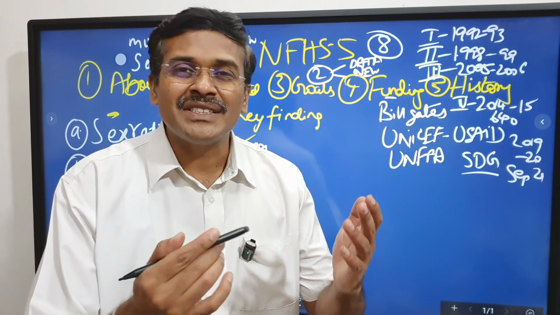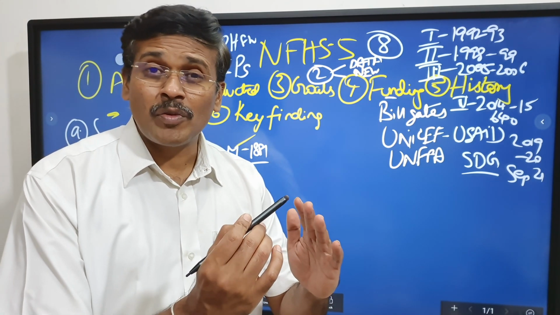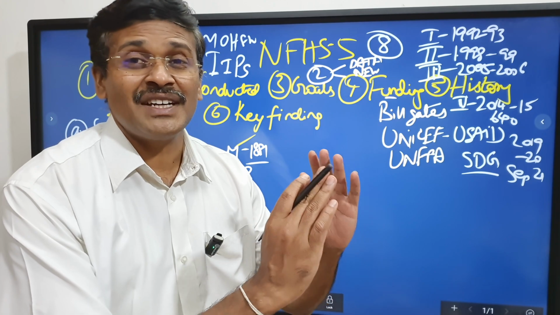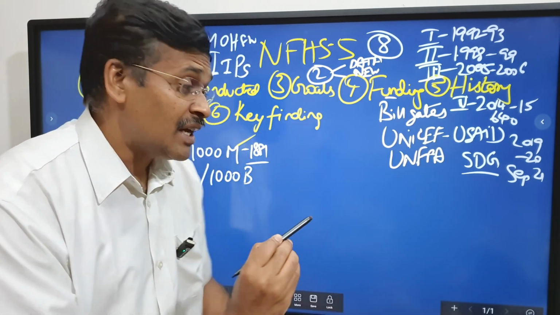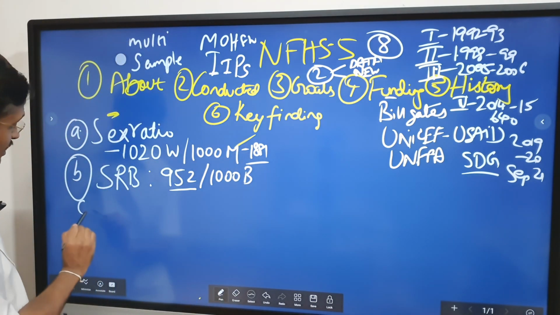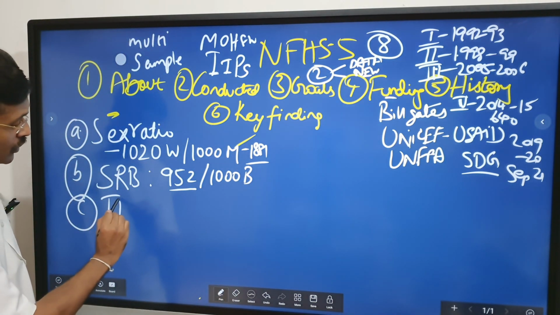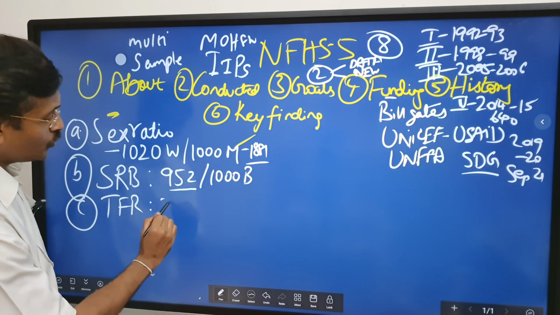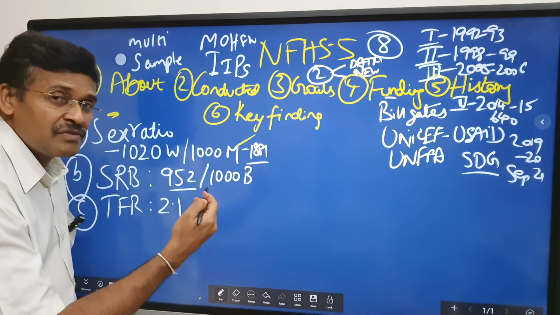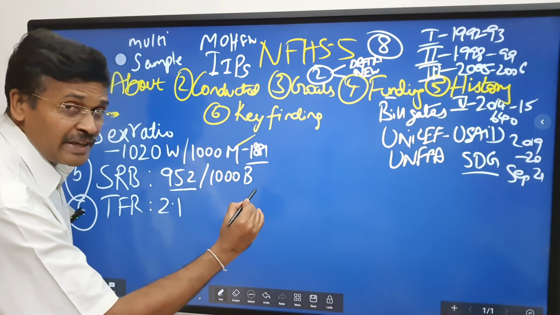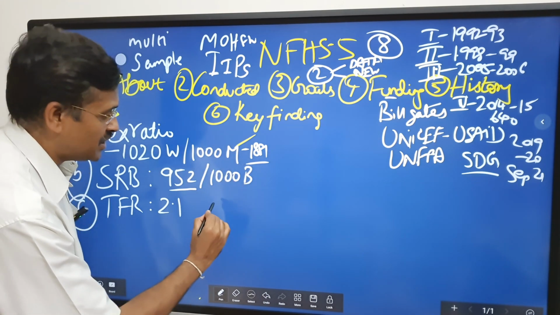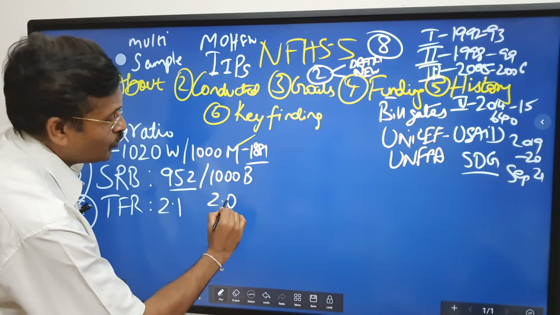But the third one is happy news because India's population is going to face a decline in the future, because of the total fertility rate. Our aim, this is the third one, is to bring down the total fertility rate to 2.1 so that we can achieve the replacement levels. The happy news is the 2019-20 NFHS 5 data shows that the total fertility rate is 2.0.